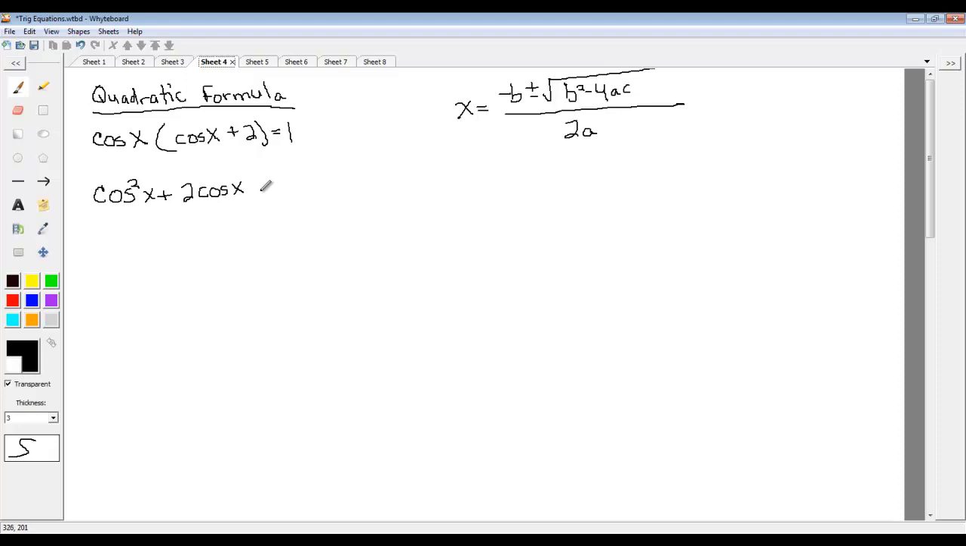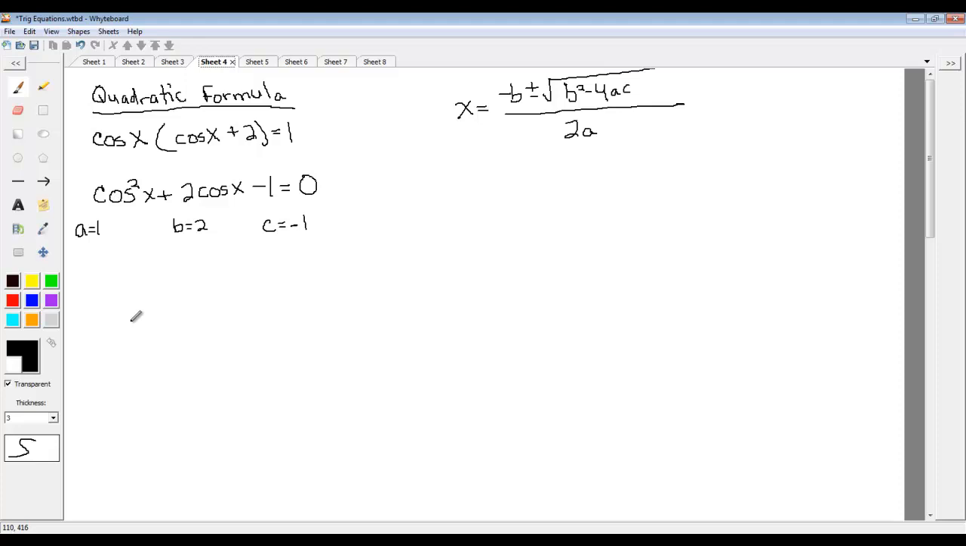And then I'm going to go ahead and subtract the 1 from both sides. Get everything on the same side. But I quickly see, when I try to factor this, that it's not going to factor. So I'm stuck using the quadratic formula. In this case, the a is 1, the b is 2, the c is negative 1.